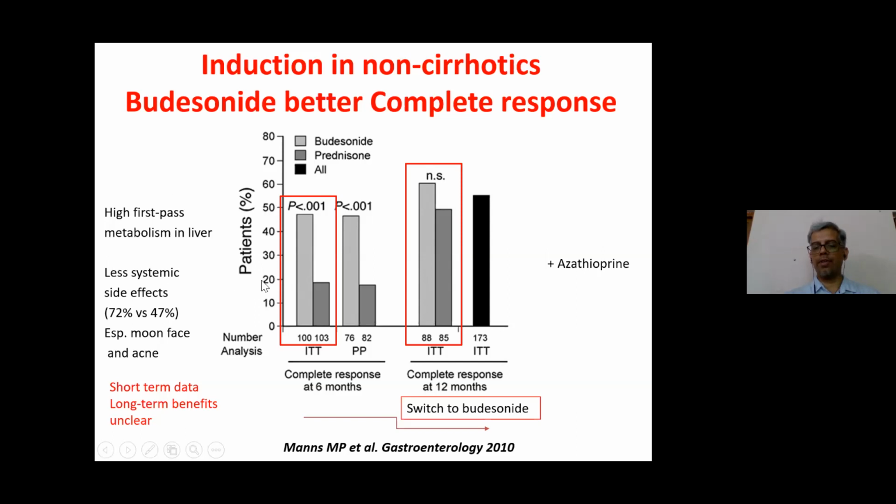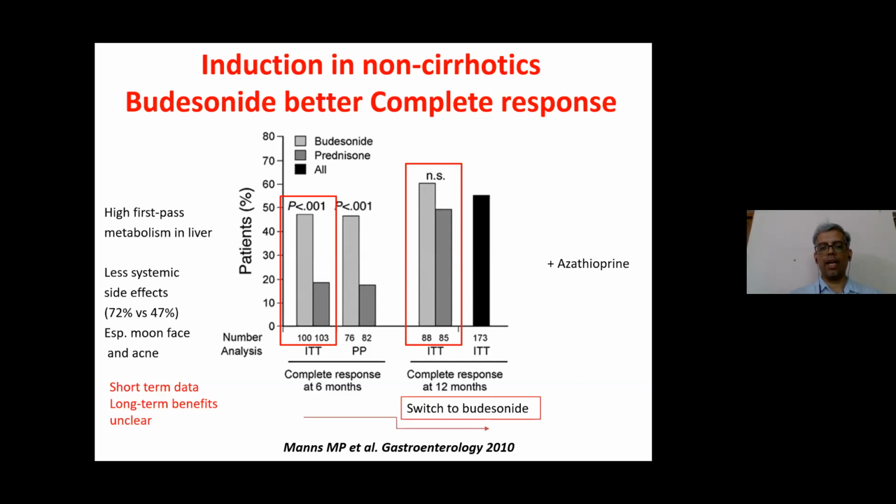Budesonide as a drug, what we know, has a very high first pass metabolism. The advantage of that is it causes less systemic side effects, especially moon facies and acne. These are your common side effects which occur in the female population, which constitutes a major chunk of autoimmune hepatitis. So we need to keep that in mind. And one important fact which I would like to point out here is, so far for budesonide, we've got only short-term data. Does the long-term use of budesonide lead to better outcomes?